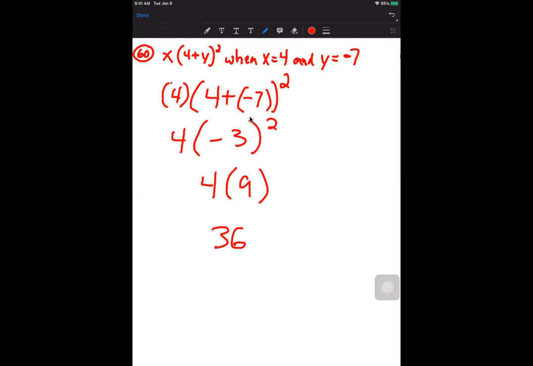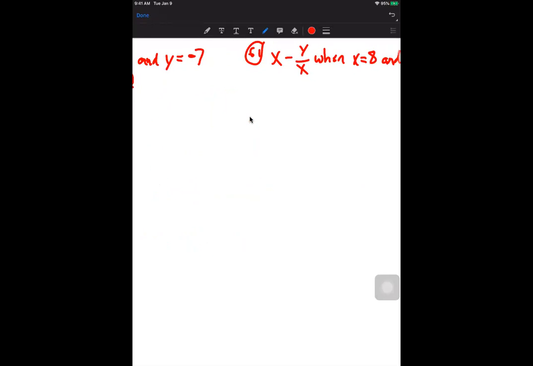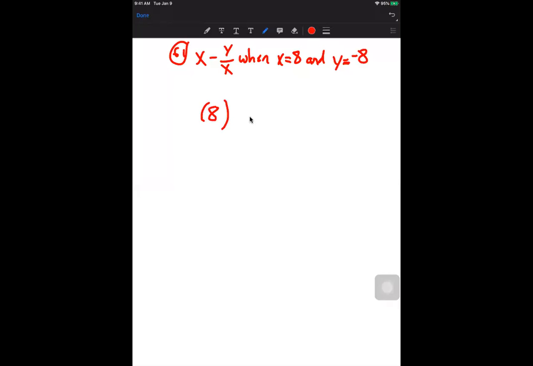And now if we go look at 61. 61 says x minus y divided by x. And that is when x is a positive 8 and y is a negative 8. So again, every time I plug in, I like to start with parentheses. So we're going to plug in x, that's going to give us an 8, minus y, which is a negative 8. And then we also have that over x, which is a positive 8.